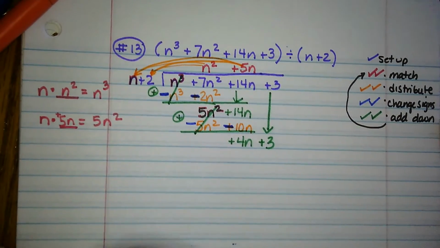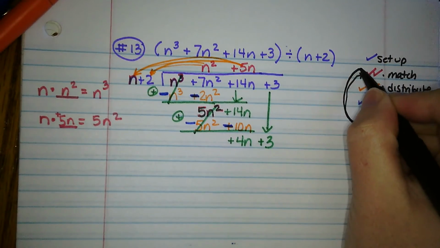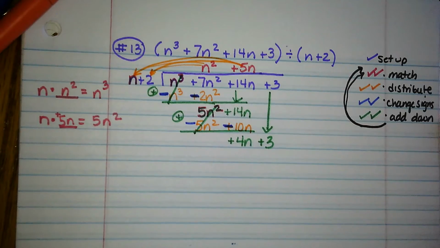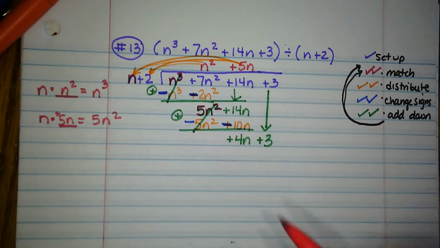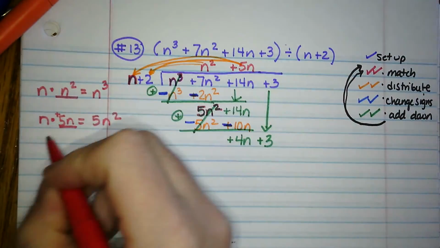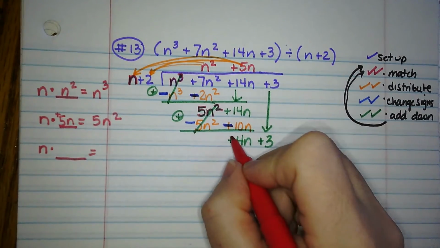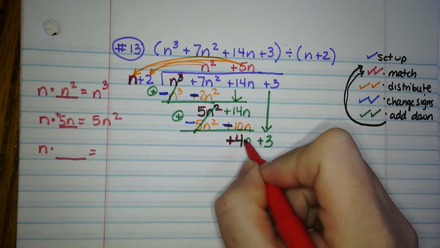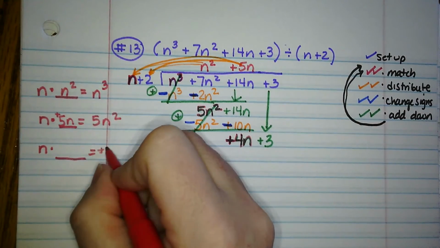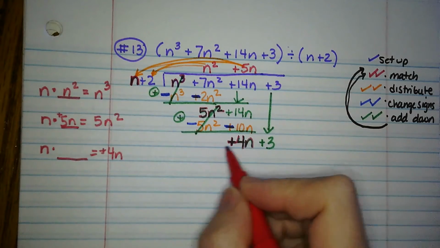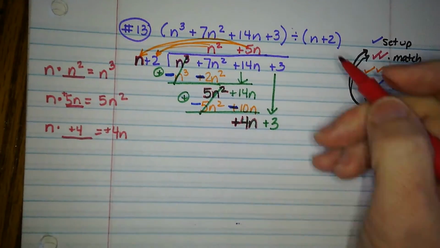Add down is done. And now we are going back up for a third time. I've got a third match to do. What am I matching now? Well, still matching that n on the outside, and now I'm matching my new line, which is positive 4n. So how do I get an n to equal a positive 4n? Well, I just need the positive 4 part. So that goes up top.